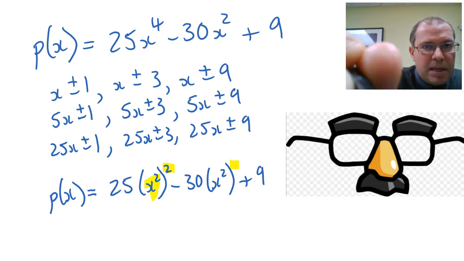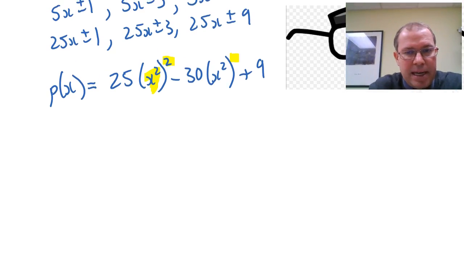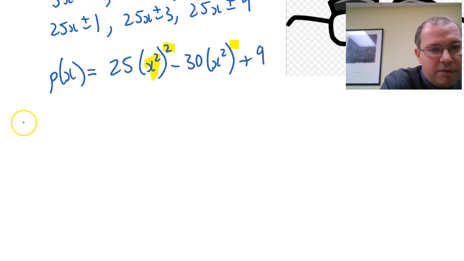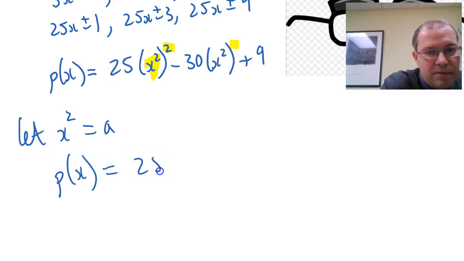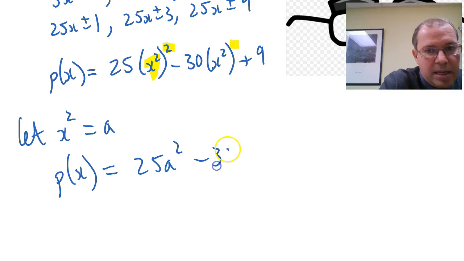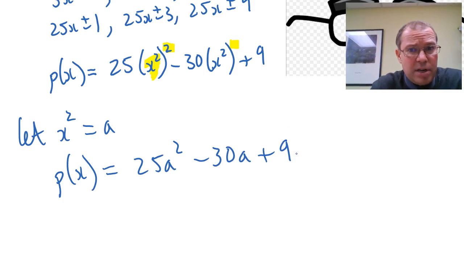Now some of you might be confident enough to go ahead and factor that straight away in x squared. But just to really convince everyone, if we let x squared equal a, for instance, we get our polynomial is 25a squared minus 30a plus 9. So you can see clearly that this is a quadratic equation.